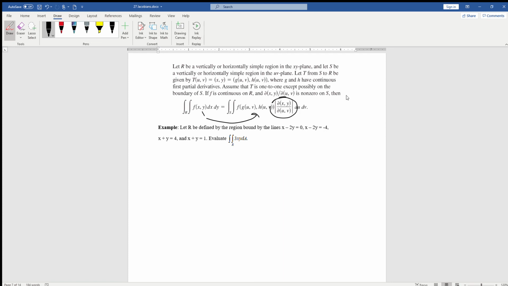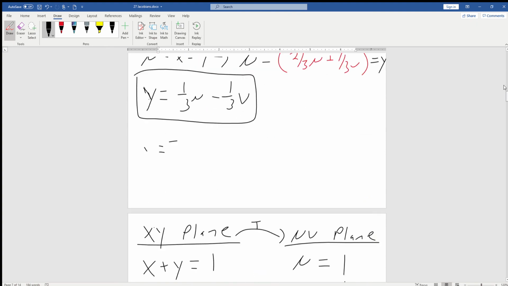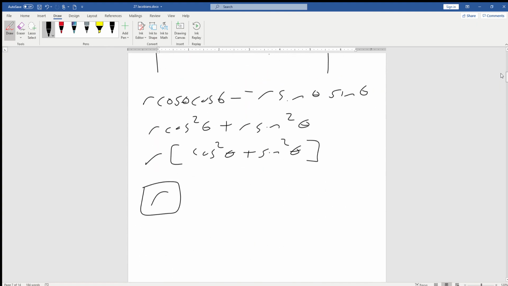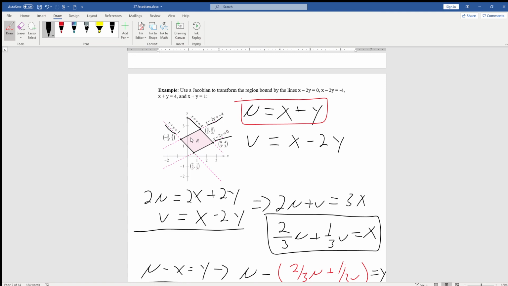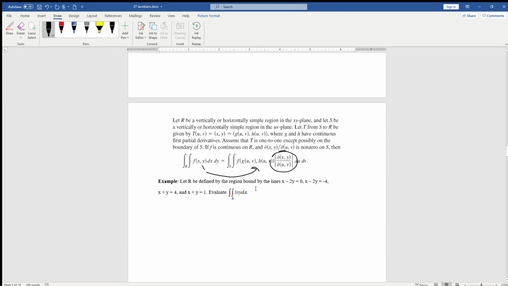So let's take the region R, defined by the lines x minus 2y equals 0, x minus 2y equals negative 4, x plus y equals 4, and x plus y equals 1. Let's evaluate the double integral of 3xy over that given region. You'll probably recall that in an earlier example we actually looked at this region, so I'm just going to cut and paste it, and we're going to recycle some of the information from the previous example.